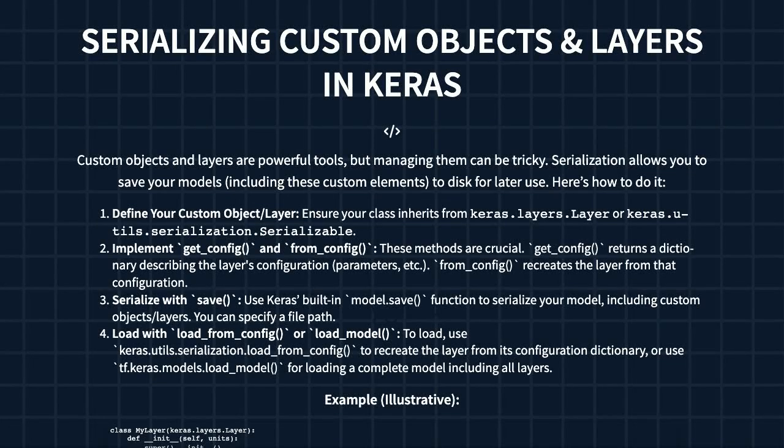Okay, let's talk about how to save your custom Keras layers and objects, basically making sure they stick around for later. The key is serialization. First, you need to make sure your custom layer or object can be easily described. This means implementing two special methods: getConfig and fromConfig. getConfig essentially tells Keras what the layer needs, like its number of units, and fromConfig is the reverse, taking a description and recreating the layer from it. Then, you can use Keras save function to serialize your whole model, including those custom pieces. Finally, to load them back later, you'll either use load from config for just the layer, or load model if you want the entire thing.